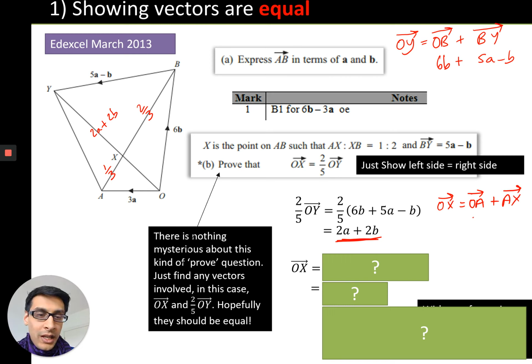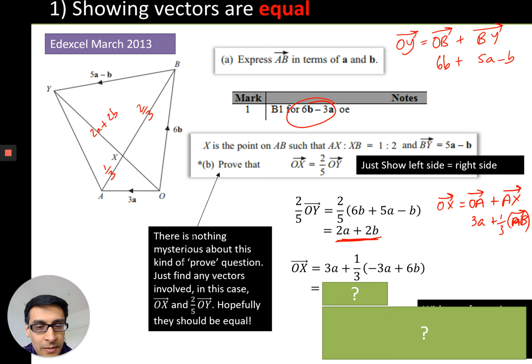Now we know what OA is. OA is just 3a. Now AX is going to be 1/3 of AB. So I'm going to write 1/3 of AB, and we actually know what AB is because we worked it out in part 1. AB is given to us here. That's just 6b minus 3a, or minus 3a plus 6b. So we have 3a, so that's OA, plus 1/3 of AB, and we know that AB is negative 3a plus 6b.